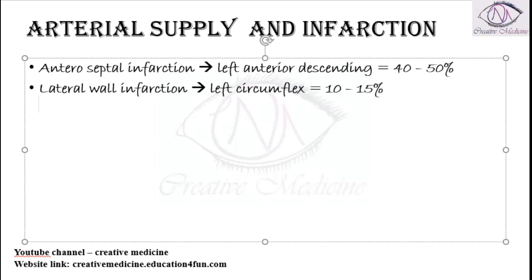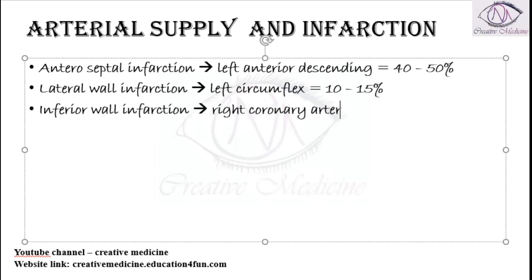Then we also have one more, which is called inferior wall infarction, and this inferior wall infarction is mainly due to the right coronary artery, and it is seen in 30 to 35% of the patients.